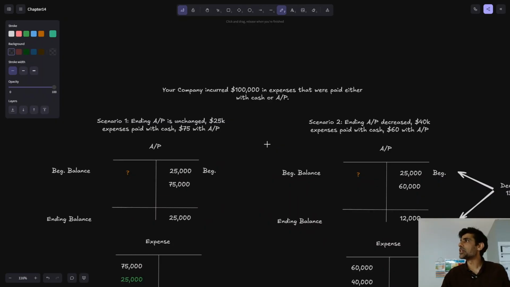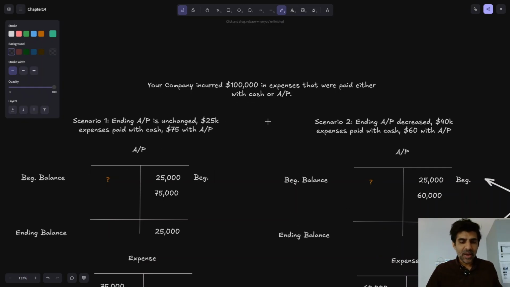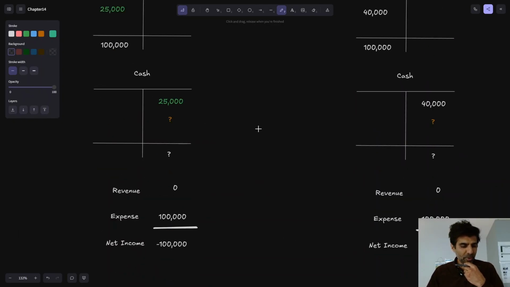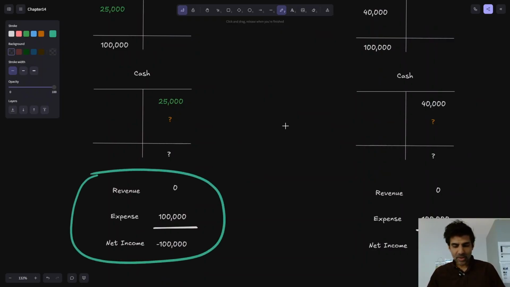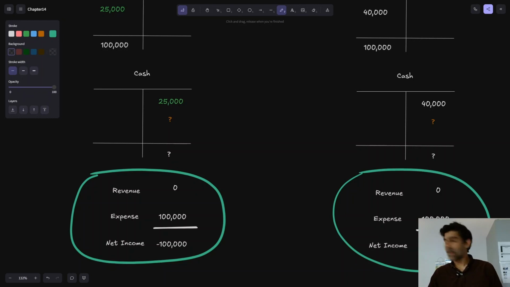I'm going to give some very contrived examples so we can just isolate these changes in current liability or current asset or whatever, these changes. So this is very contrived, okay? Your company has $100,000 in expenses that were either paid with cash or accounts payable, okay? And we're going to assume that there's zero revenue, okay? So this is our income statement here in both cases, okay? So this negative 100,000 is going to be the starting point in our adjusting, okay?